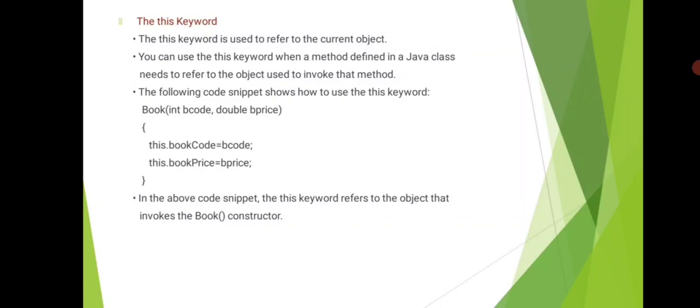Using the this keyword also we can do that. That is, this dot book code is equal to b code, this dot book price is equal to b price. This is always pointing to the current object.